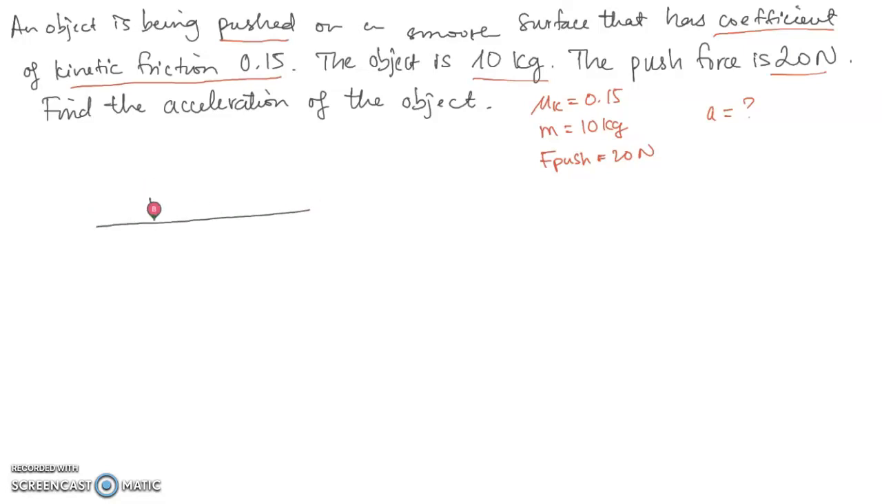So I have this surface, and the object here being pushed. Let's say it's being pushed from left to right. Then it has this weight acting on it. You have the normal force, and then the force of friction. All right, so this is the free body diagram.